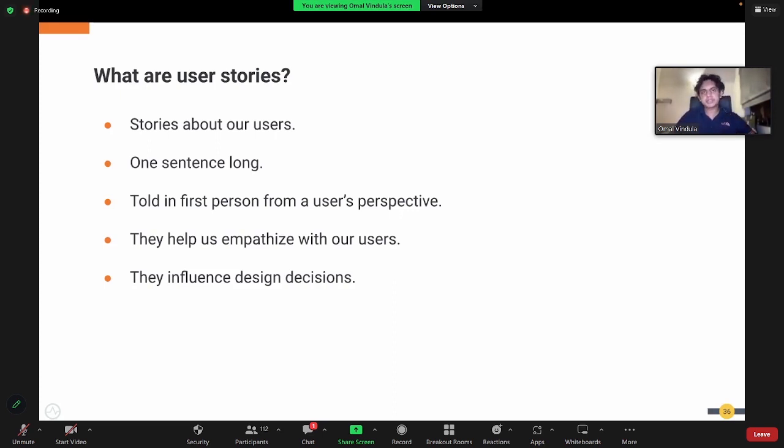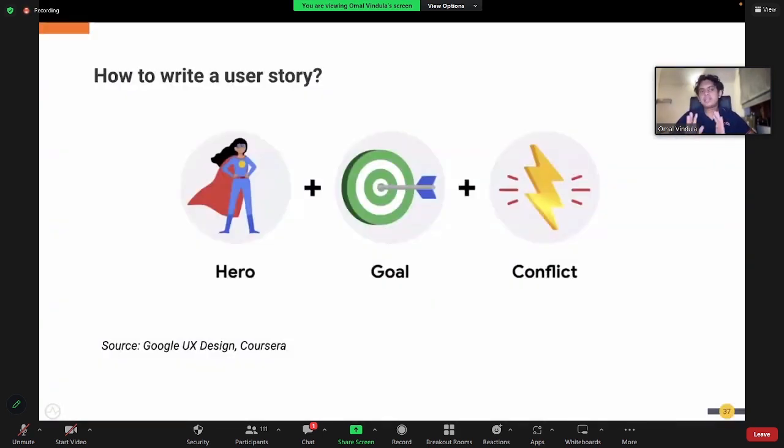By developing these user stories, they will help us to empathize with our users even more, because like I said, there's a rich story, right? You kind of get attached to that, and you think like Michael. That will influence our design decisions, right? So how do we write a story? Like in every story, doesn't have to be a user story, there is a hero, and there's a goal, and there's a conflict. This is very similar to something you see in Marvel or DC movies, right? The hero has some goals, and there's a conflict. That is how we write the user story.